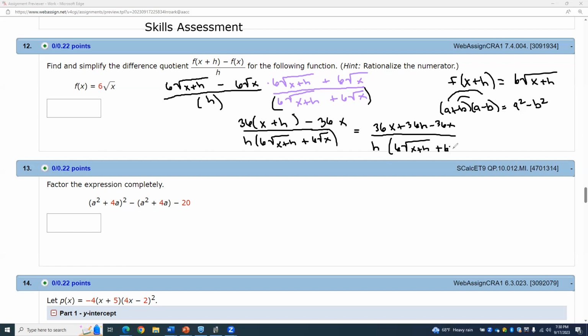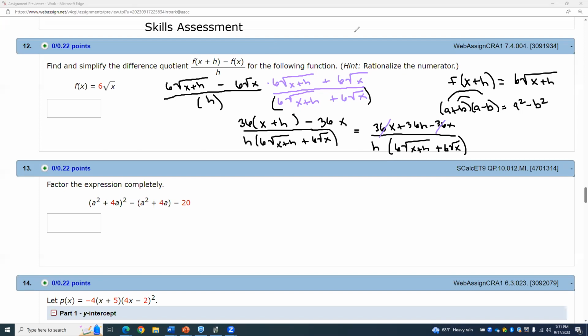And again, I know it's tricky for now to know why we even want to do this. The reason we did that is we got rid of the radical, and now on the numerator I have 36x and another minus 36x. So I can eliminate those and be left with 36h on the numerator.